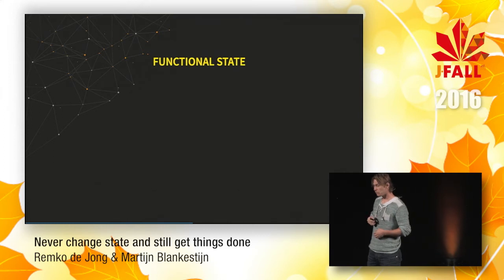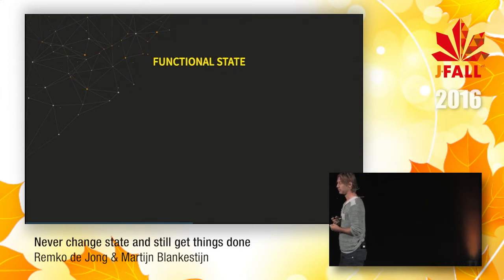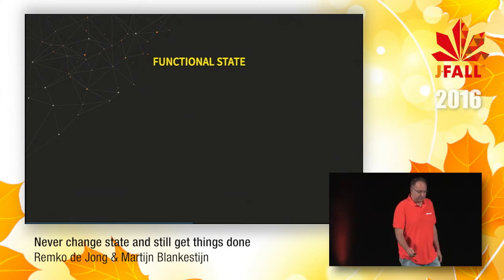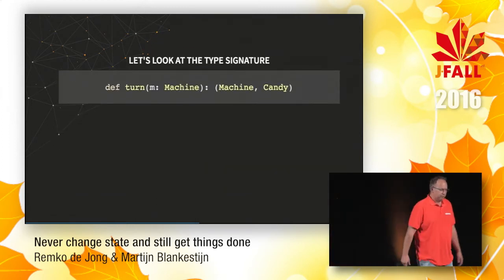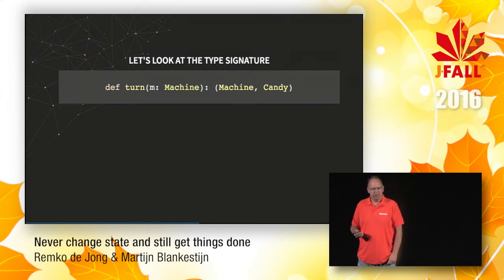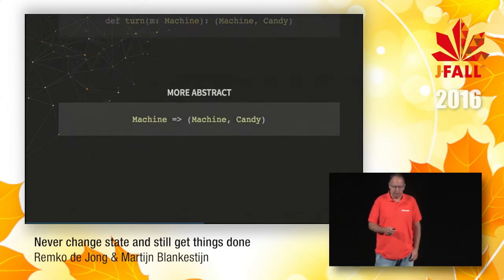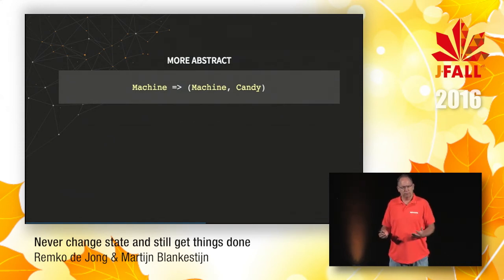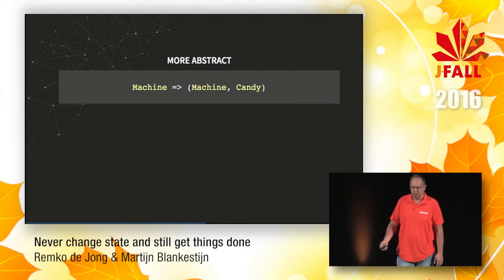So, is there something we can do about this? And we wouldn't be standing here if that was not the case. So, if you take a look at the type signature, well, we have the def, we have the turn, it's just a name. It takes a machine and it returns a tuple of a machine and a candy. We can also look at it more abstractly, like a function. Its input is a machine and it returns a tuple of a machine and candy.